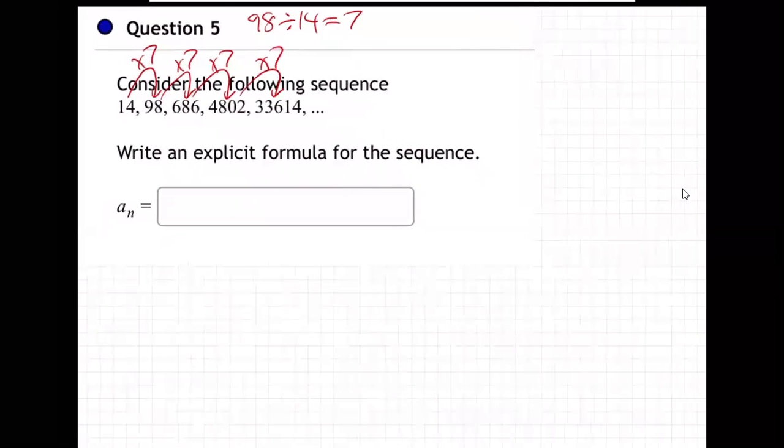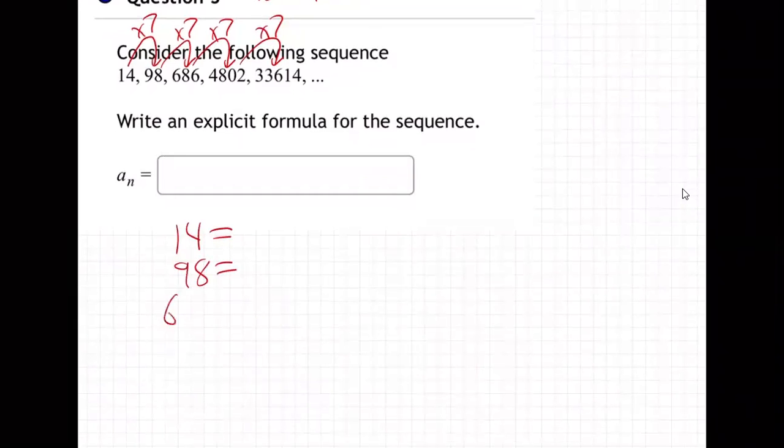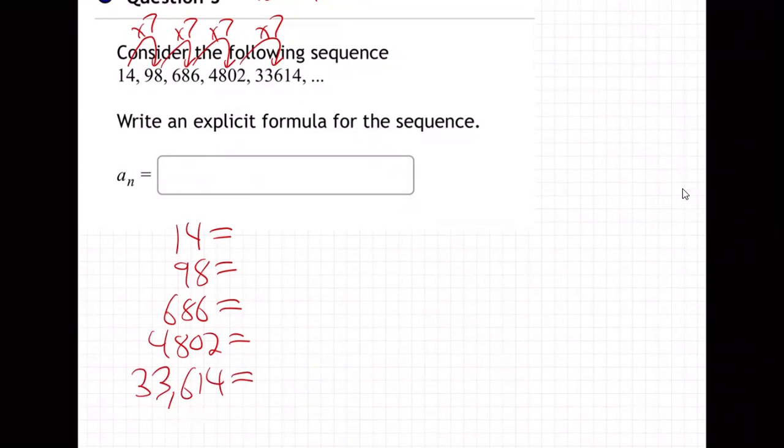The pattern is in the path. So let's come on down here. Start with 14, and then 98 and 686, 4802, 33,614. All right, and let's write the path.